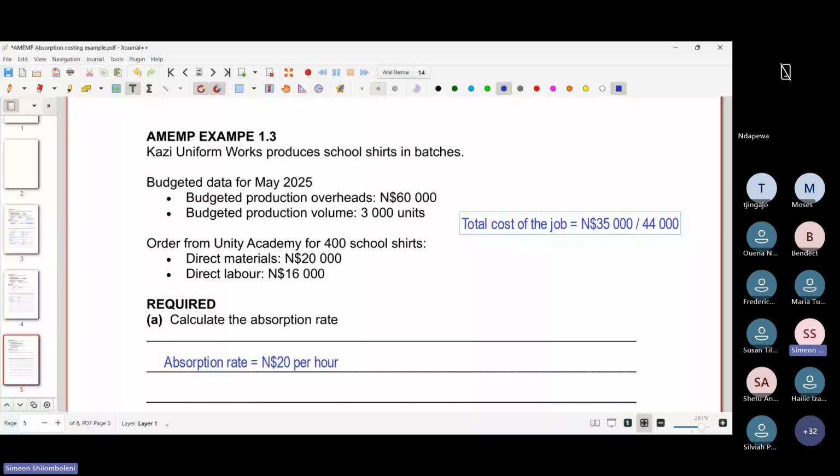Direct labor is already 20. 20 plus 16 is already 36. So the 35 cannot be correct because it's 20 plus 16 plus the overhead absorbed. The one that got 35, did you see where you went wrong? Yes, sir. Okay, perfect. This is how it is when we are dealing with units.